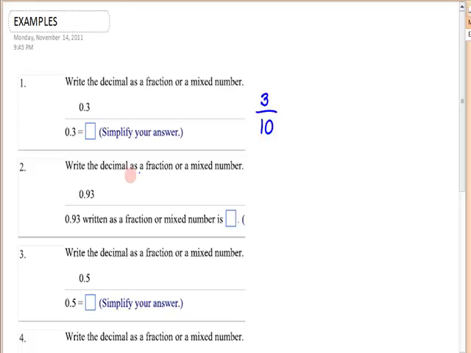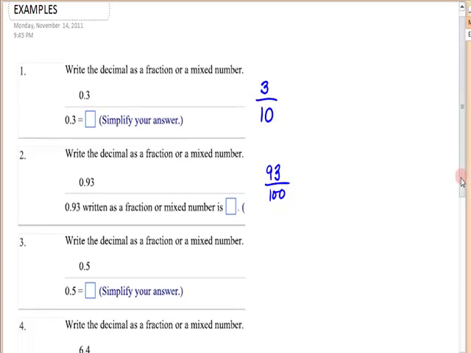The next one, write the decimal as a fraction or a mixed number. There is no whole number part. It is 93. What is the 3 sitting in? Well, the 9 is in the tenths. The 3 is in the hundredths. So this is 93 over 100. Can that be reduced or simplified? And the answer, again, is no.